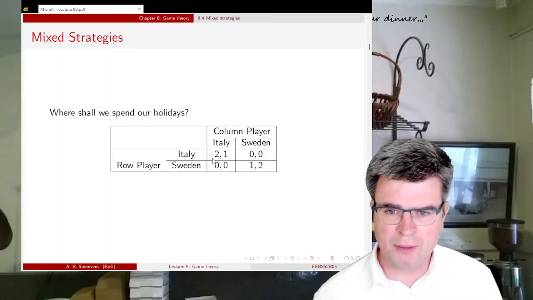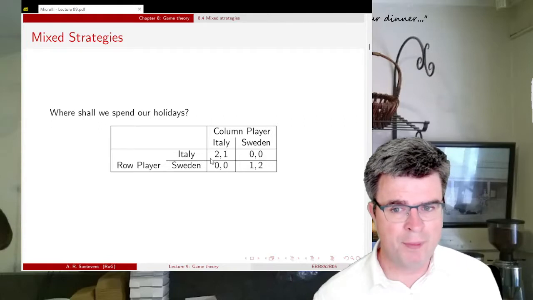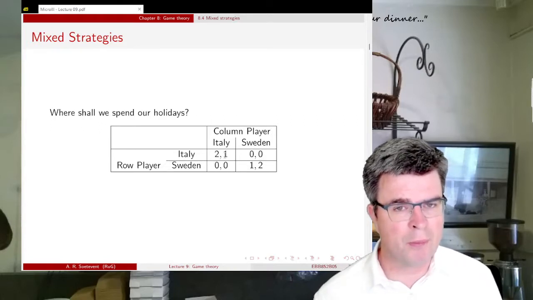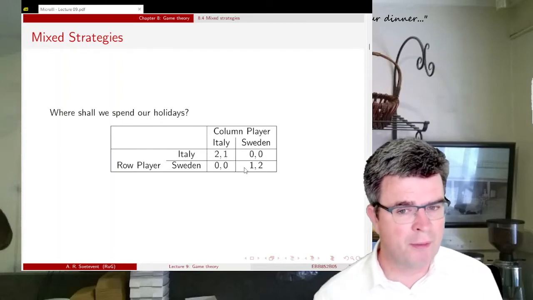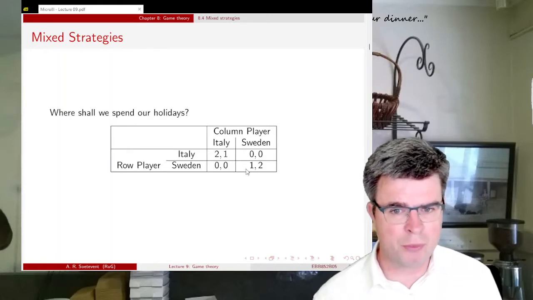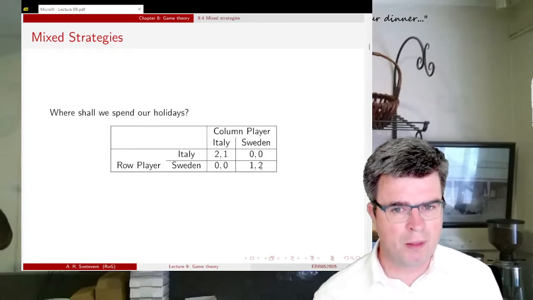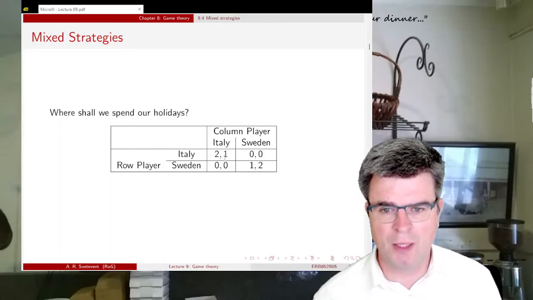So this means that if they end up in Italy, so they both decide to go to Italy, then the row player will get a positive payoff of 2 and the column player a payoff of 1. And if they both decide to go to Sweden, then it's the other way around. The row player gets 1 and the column player gets 2. And in these matrices, always the payoff to the row player is the first entry and the payoff to the column player is the second entry.